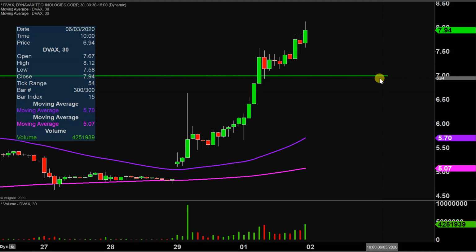But don't get me wrong, it's not like if the price falls below 7, then that implies the entire chart's destroyed or anything like that. But yeah, standing above the $7 mark, that would certainly be a great sign of power moving forward.